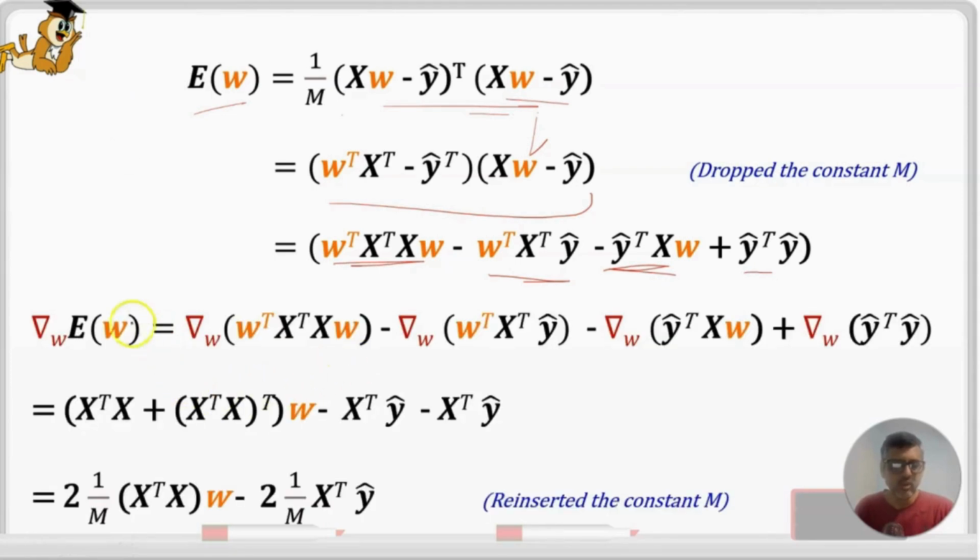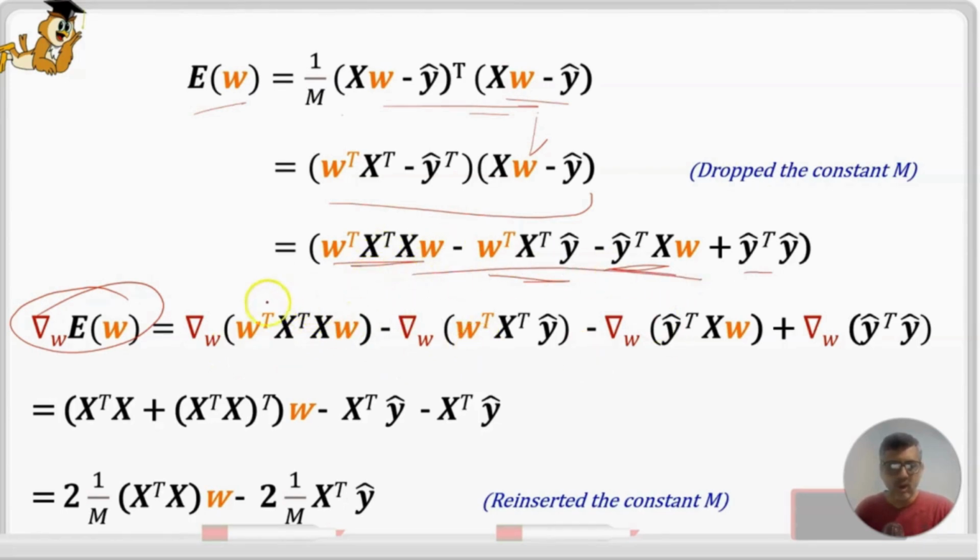Okay. So when I take the gradient of the mean square error, remember we said that gradient of a plus b is gradient of a plus gradient of b. That is exactly what we have done. We have taken the gradient separately of each of these four terms above.